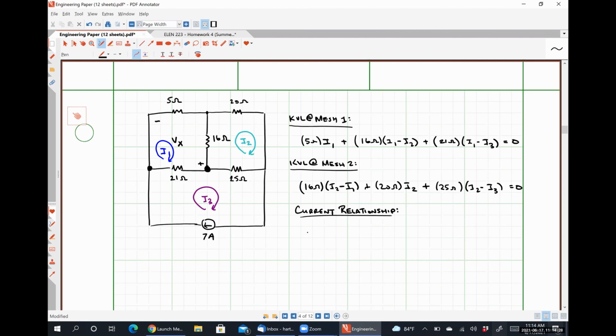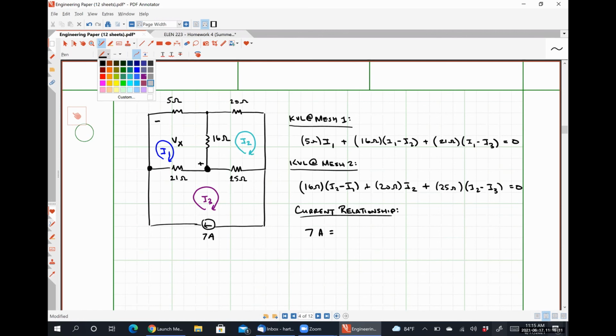So I can say that 7 amps, the current being supplied by my 7 amp source, how does that relate to my mesh currents? Any thoughts? Wouldn't it be based on the directions of I1 and I2 and I3 relative to the 7 amp source? Absolutely correct. So what's the answer? I1 will be positive because it's going to go in the same direction as the 7 amp source. You're doing too much thought. I1 plus I2 plus I3. Nope. Also too much.